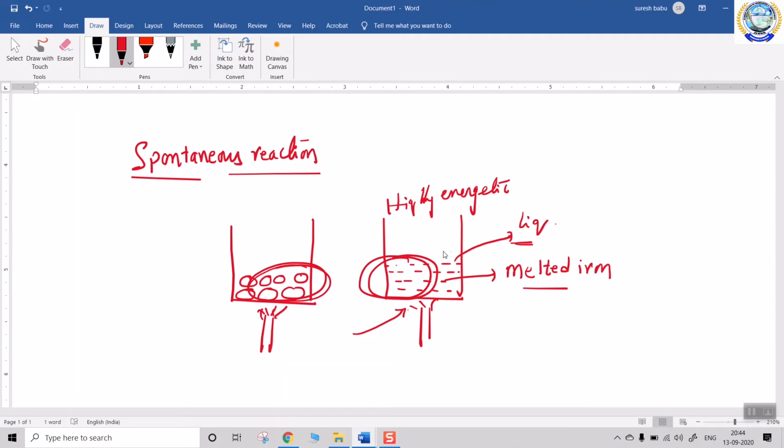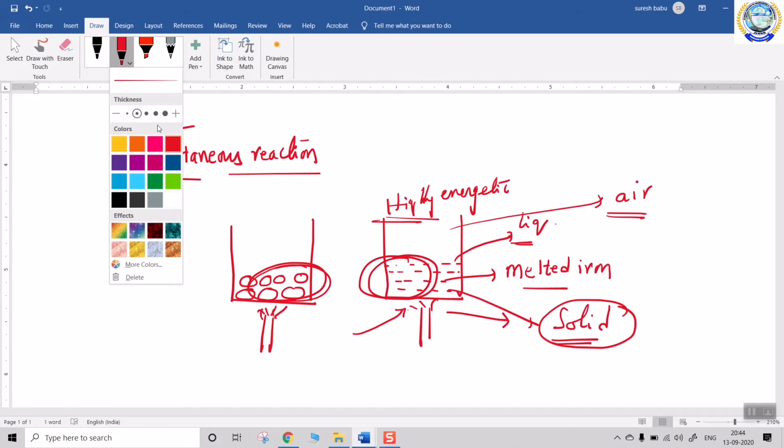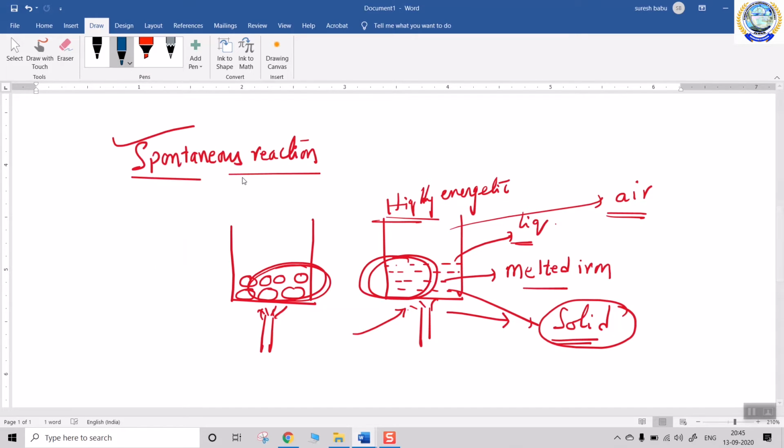Now when you leave this in air to cool by itself, automatically after some time this molten metal will again form a solid metal. For the formation of the solid metal, we did not give any energy and we did not do anything to convert the molten metal into solid metal. The reaction is natural, it occurs on its own. This type of reaction is called a spontaneous reaction. A spontaneous reaction is one which occurs on its own naturally.